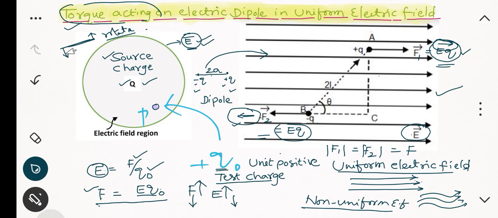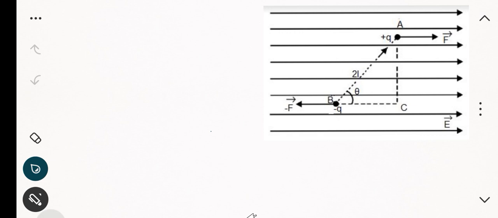The force which is responsible for the rotation of a system is called torque. We have to calculate the torque acting on that system. We know that the distance between two charges in an electric field is 2a. Here, minus q and plus q, which are at points A and B, are separated by a distance 2a.